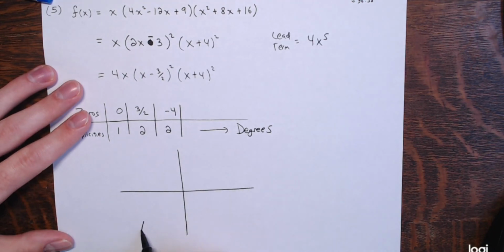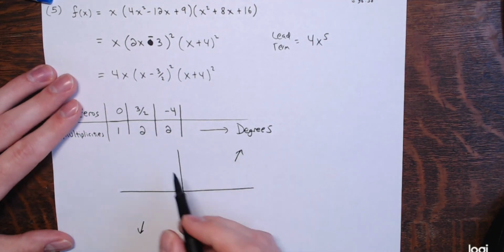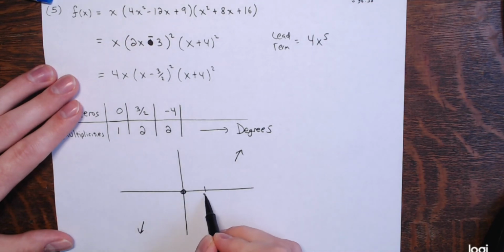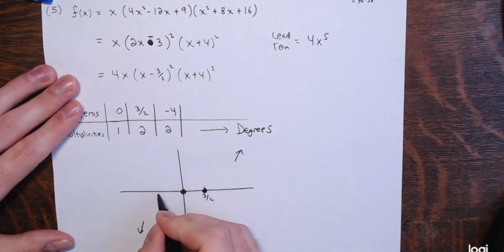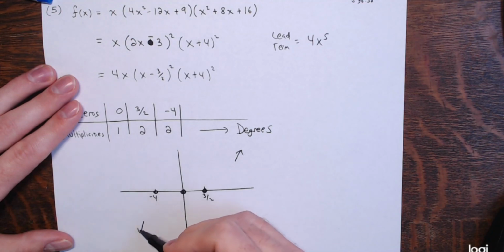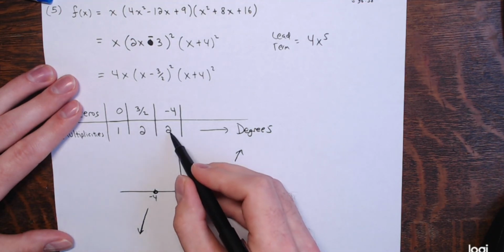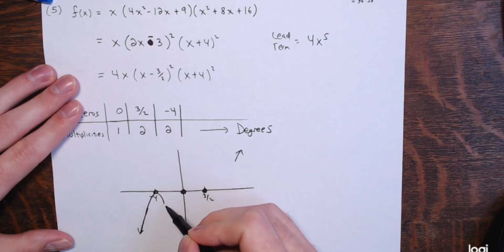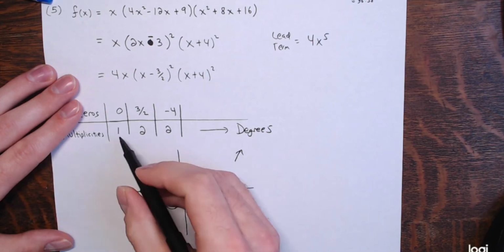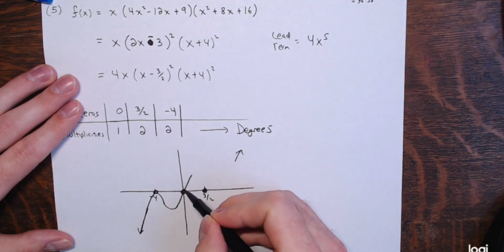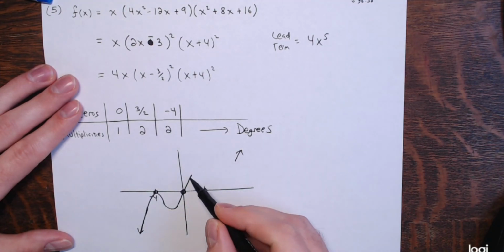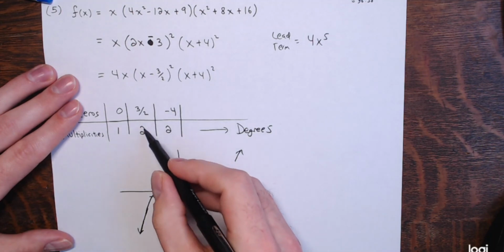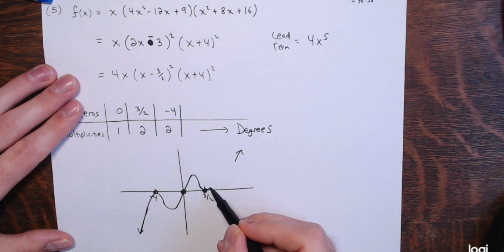Please understand that. So it's going down to the left, up to the right, crosses at 0, crosses at 3 halves, touches at 0, touches at 3 halves, touches at negative 4. Now it's going to come up and hit negative 4 like a parabola, like a degree 2. It's going to bounce off the x-axis. Then at x equals 0, it's going to cross straight through because of the multiplicity of 1. And then turn, and then at 3 halves, it's going to bounce off again, just like a parabola, and do something like this.